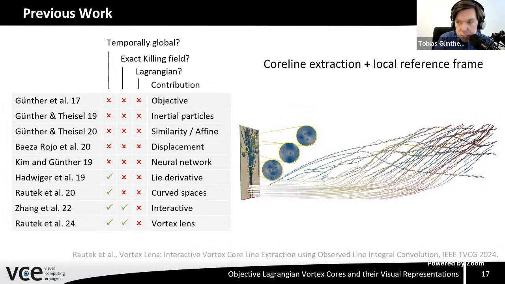And recently, Rautek and colleagues searched for reference frames and vortex core lines at the same time. So they optimized them together, which included an energy term that tried to make the core lines become path lines.